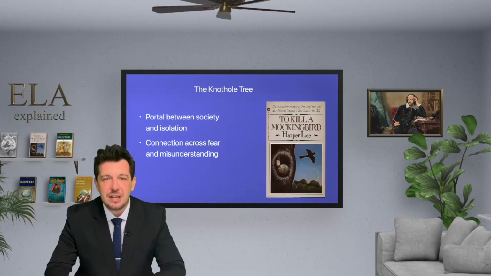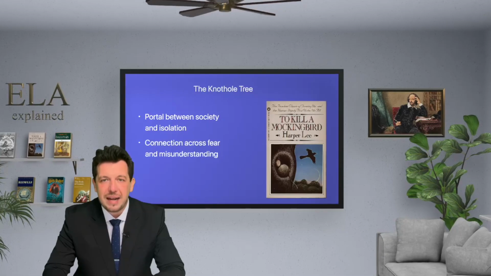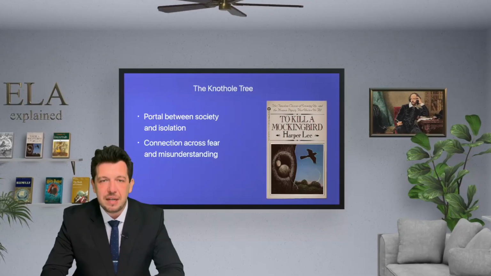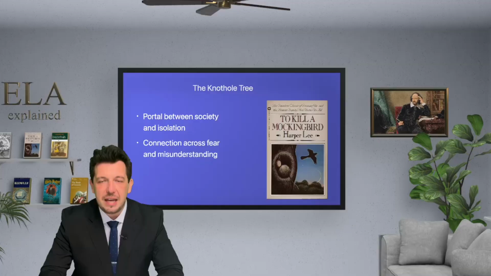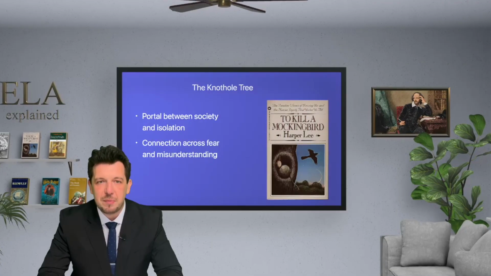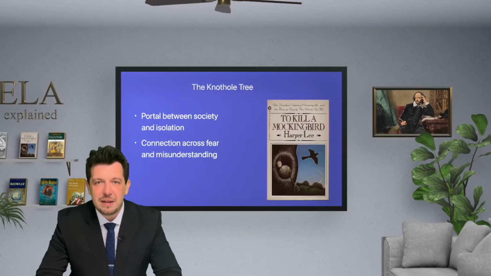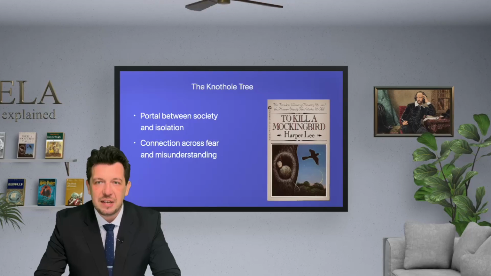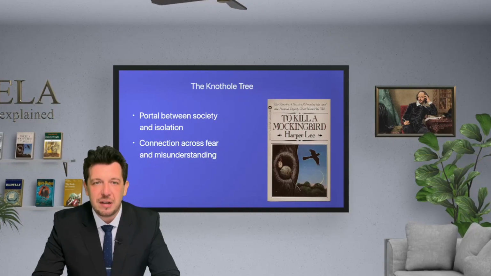In Harper Lee's To Kill a Mockingbird, Boo Radley leaves gifts for Scout and Jem in the knothole of a tree. Here, the tree becomes a bridge between the children and Boo, symbolizing silent kindness, innocent communication, and unspoken understanding.